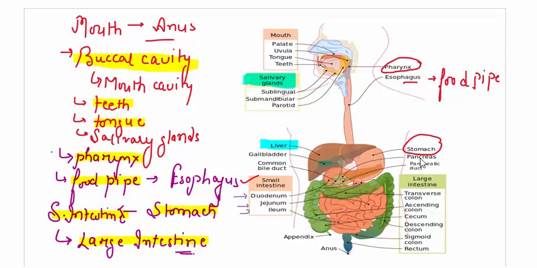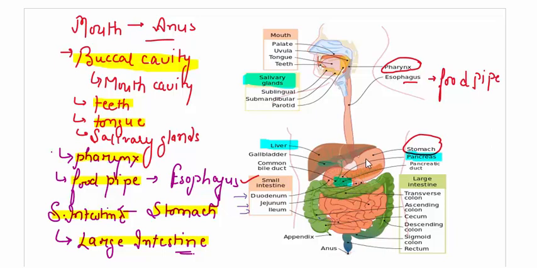Third, you can consider the pancreas. The pancreas is another digestive gland which is present beneath the stomach. This is the J-shaped organ, and beneath the stomach, the leaf-like structure you can see is the pancreas. This pancreas is responsible for the secretion of pancreatic juice, right?